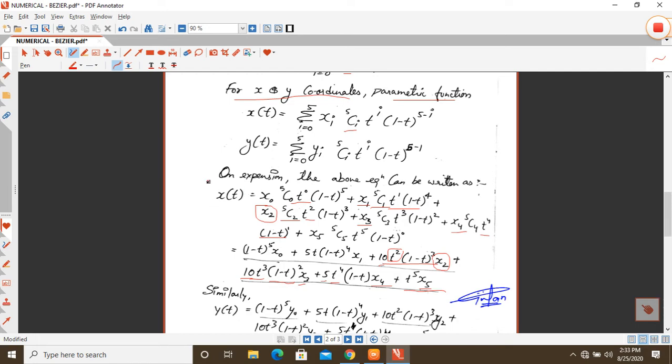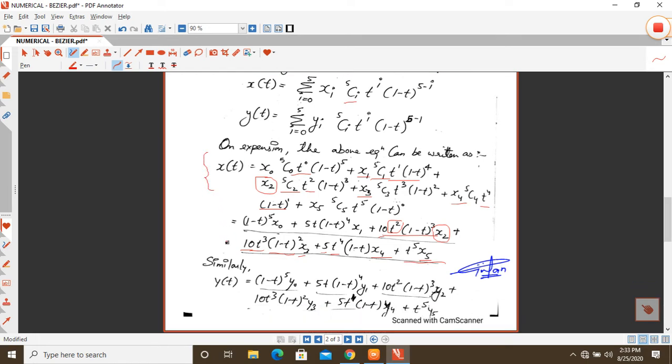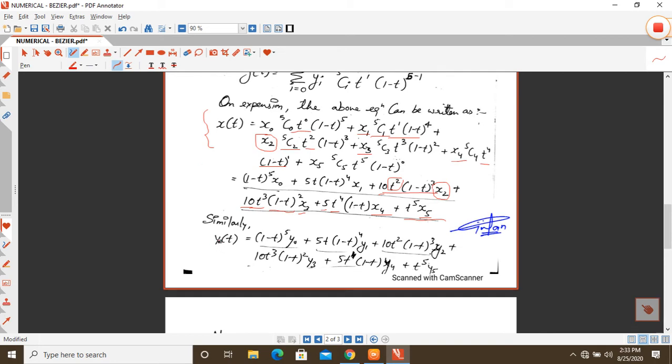The way we did for x(t), we can do for y(t) also, that is y(t) equals (1 minus t)^5 y0 plus 5t (1 minus t)^4 y1 plus 10t^2 (1 minus t)^3 y2 plus 10t^3 (1 minus t)^2 y3 plus 5t^4 (1 minus t) y4 plus t^5 y5. So we got two equations, one for x, another for y.